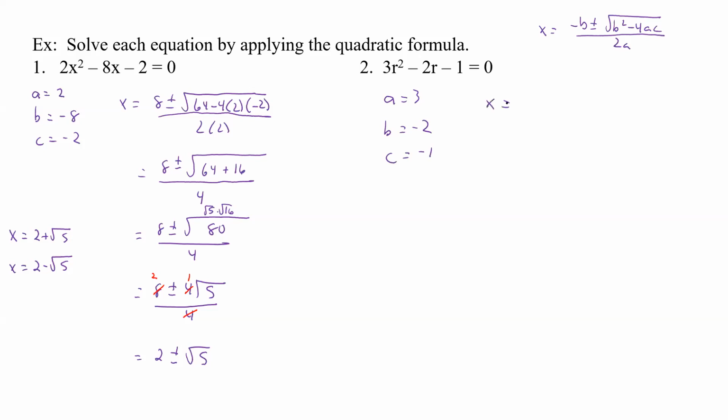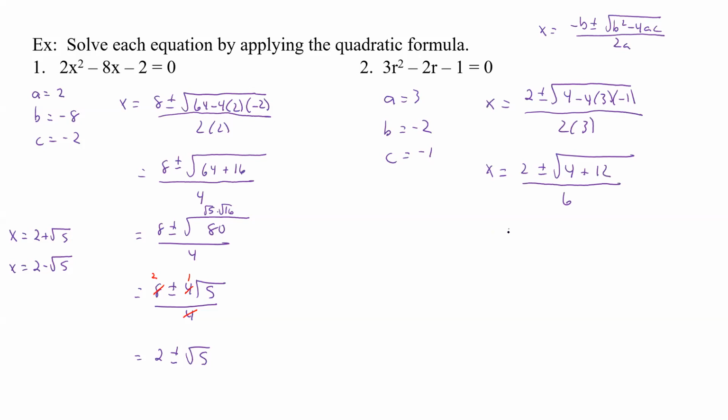So x equals a minus b. Well, a minus is going to be plus 2, plus or minus the square root of a negative 2 squared is going to be 4, minus 4 times A, which is 3, times C, which is negative 1, all over 2 times A, which is 3. And so now we have 2 plus or minus the square root of 4. Now it's a negative times a negative, so that's plus. 4 times 3 is 12, times 1 is 12 still, and that's all over 6. And so now we have 2 plus or minus the square root of 16 all over 6.